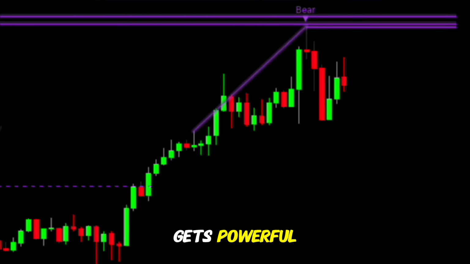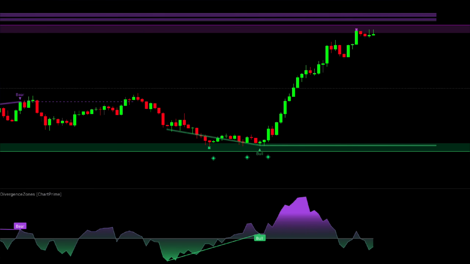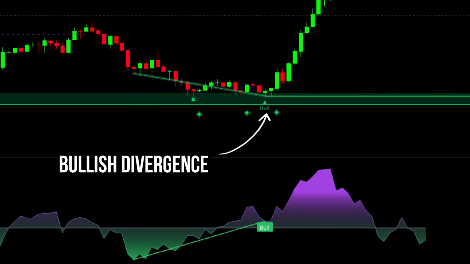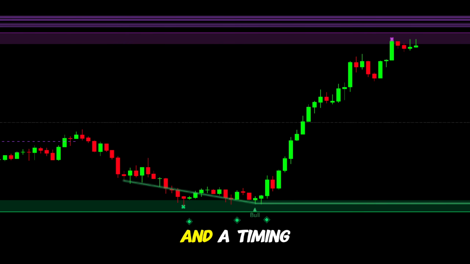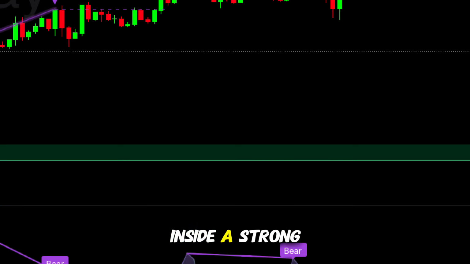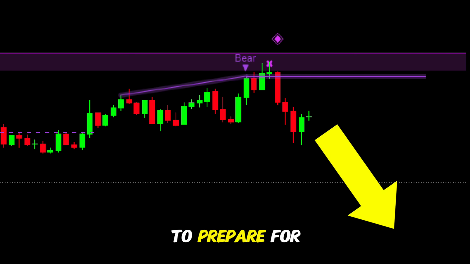Here's where it gets powerful. Combine this with the support and resistance power channel from earlier. If you see a bullish divergence forming inside a strong buy power zone, you have both a location and a timing signal for a potential reversal. If you see a bearish divergence inside a strong sell power zone, that's your cue to prepare for a move down.